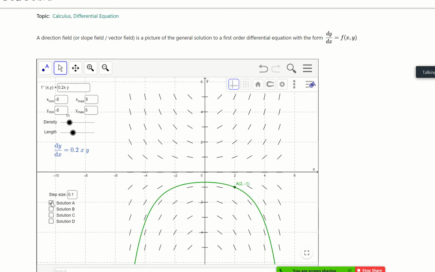For example, if I had the initial condition that the curve had to pass through (2, -1), then this would be what our solution curve would look like. I can add another solution. If we had the initial point (-2.64, 0.92), we would get this solution curve. Again, at each point, its slope is given by that function f of x, y, which for this first example was 0.2xy.